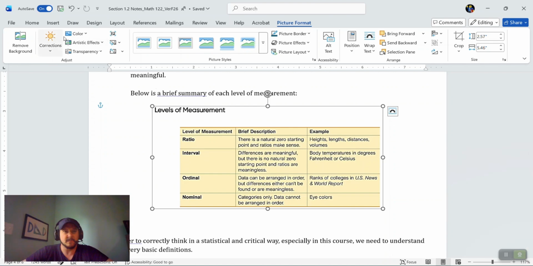I'm not really liking the contrast here. Maybe that's better. Okay, interval: differences are meaningful, but there's no natural zero. So body temperatures in degrees Fahrenheit or Celsius.